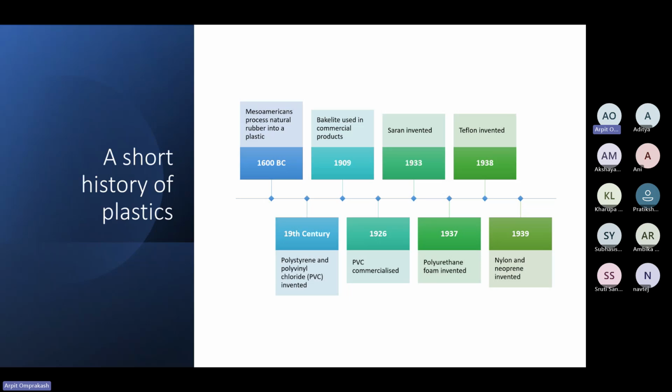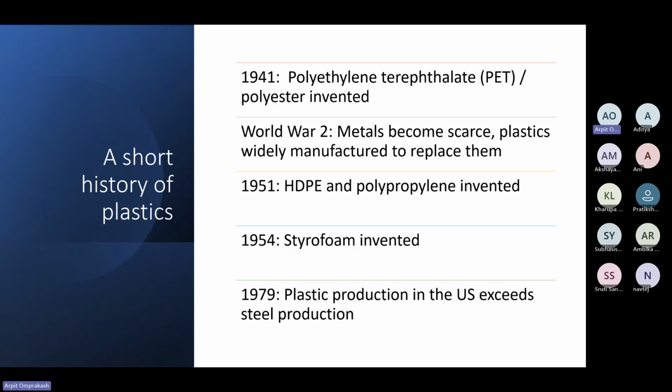So nylon is basically used to create textile, if I'm correct. Yeah. Then in 1941, polyethylene terephthalate, which is PET or polyester, was invented. PET is the plastic that you generally see in plastic water bottles. During World War II, which happened after 1941, metals became very scarce. So plastics were widely manufactured to replace metals.